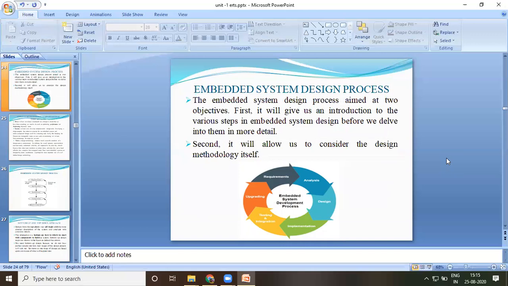So what is meant by design methodology? What is the embedded system design process? There are two reasons for the embedded system design process. The first is that embedded system design involves various steps. The second is that it is considered for the methodology. The steps are: requirements, analysis, design, implementation, testing, and grading. These are the various design techniques when we go for the embedded system design process.